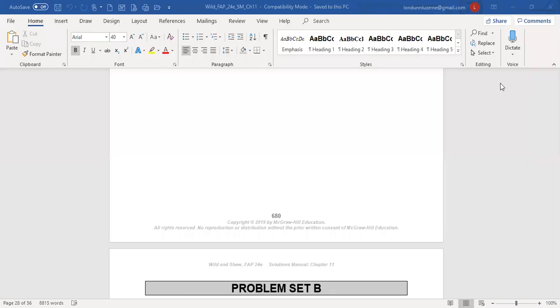Hi everyone, we're now going to take a look at the practice problems for Chapter 11. So we're on page 428 and 429 of your book. The first one we're going to look at is problem 11.1b.